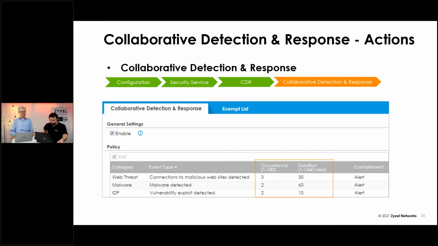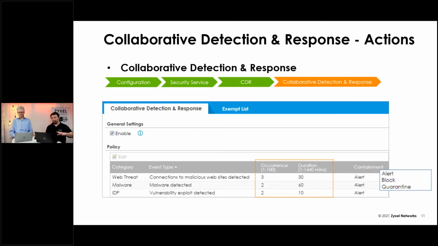That is the default configuration. So in our example, web threat, I go 3 times on a phishing website, and then there is a certain action which is tied to this. This is set into the containment. And we got 3 different action types. We got alert, block, and quarantine.